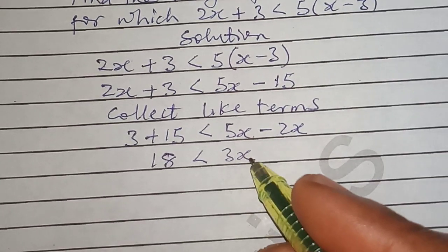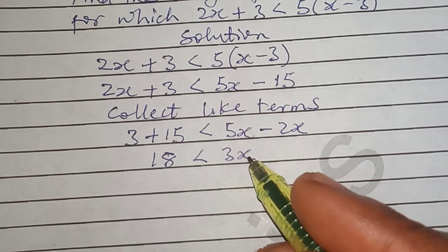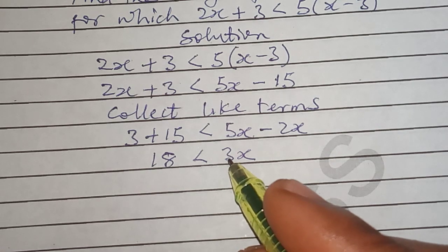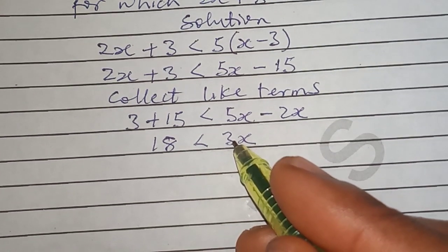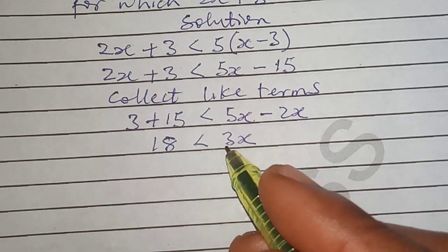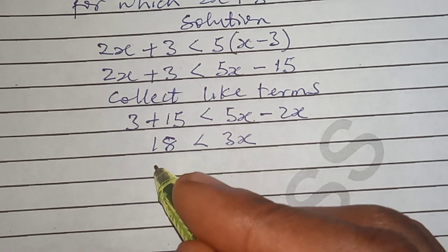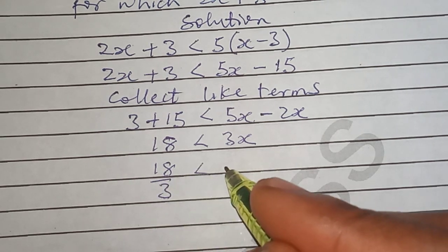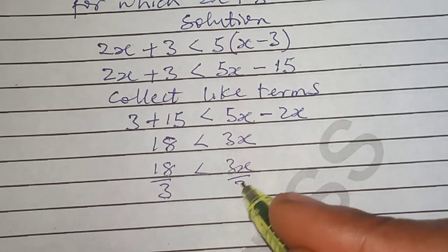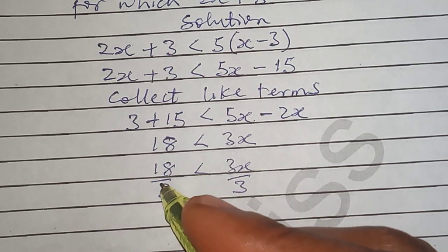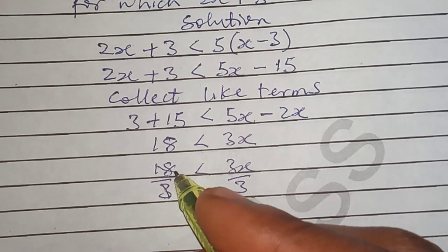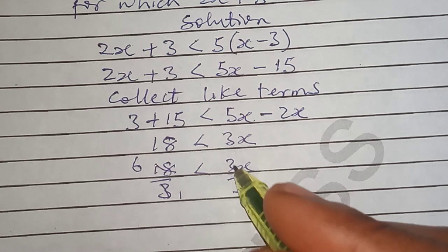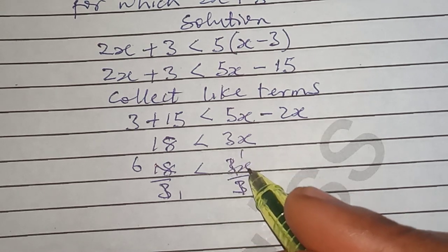Now, for us to get the range of values of x, we are going to divide both sides by the coefficient of x, which is 3. The coefficient of x here means the number beside x. So we have 18 divided by 3, which is less than 3x divided by 3. 3 into itself is 1, 3 into 18 gives us 6, and 3 into itself is 1. So we are left with x here.